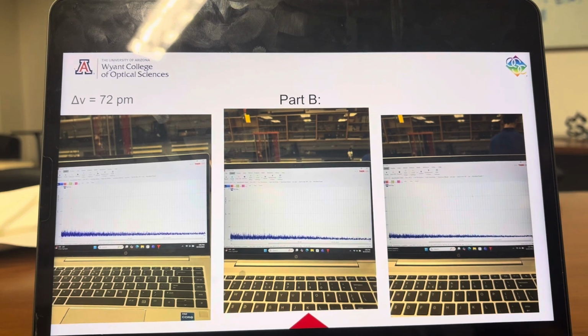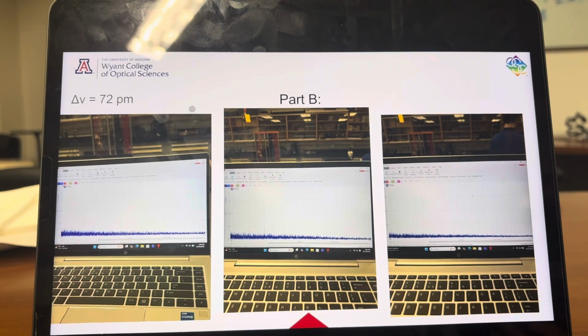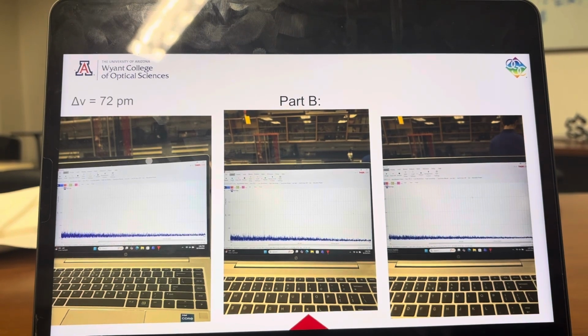All right, and then these are our emission spectrum for the laser diode. And we calculated our delta V, or mode spacing, to be 72 picometers.